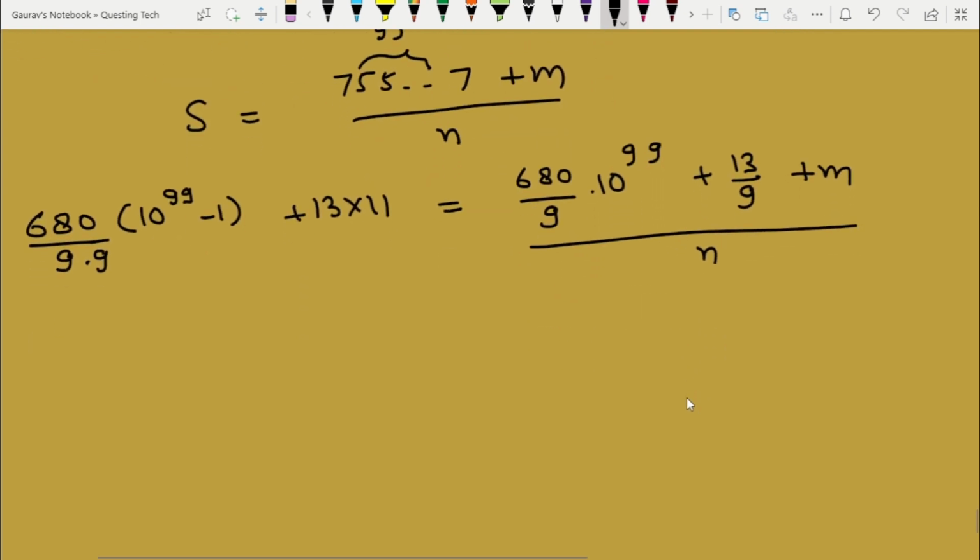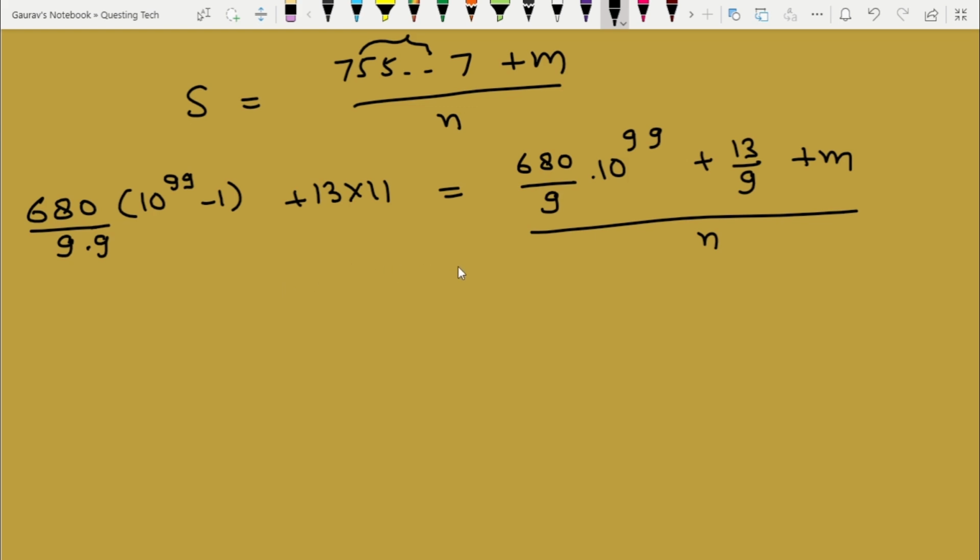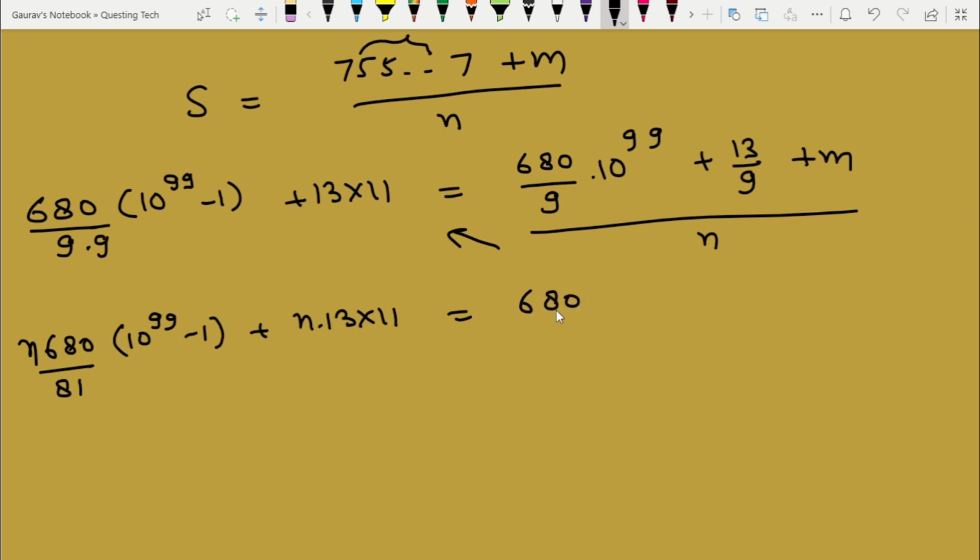So can we multiply this n on the right side? Yeah, sure, we can. So this is 680 by 81 times 10 raised to power 99 minus 1, here the n is here, plus n multiplied by 13 multiplied by 11. This equals 680 by 9 times 10 raised to power 99 plus 13 by 9 plus m. We are going to do this question very carefully.